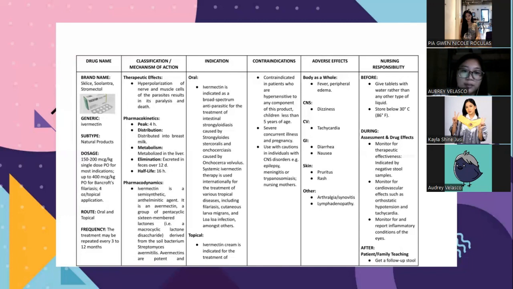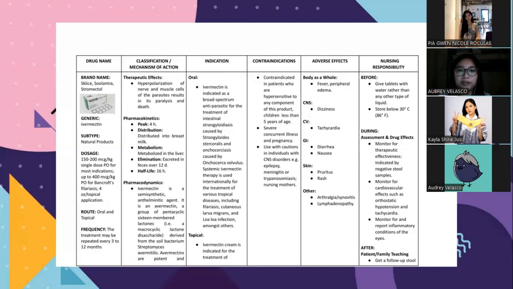Brand names for ivermectin would be Sklice, Soolantra, and Stromectol. Dosage for this is 150 to 200 mcg/kg as a single dose per RM for most indications, up to 400 mcg/kg per RM for Bancroftian filariasis. For the topical application, 4 ounces. Route is oral and topical, and the frequency of treatment may be repeated every 3 to 12 months.